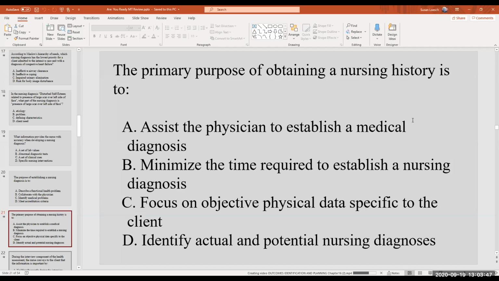The primary purpose of obtaining a nursing history is what? D. Identify the actual and potential nursing diagnosis. It's D.